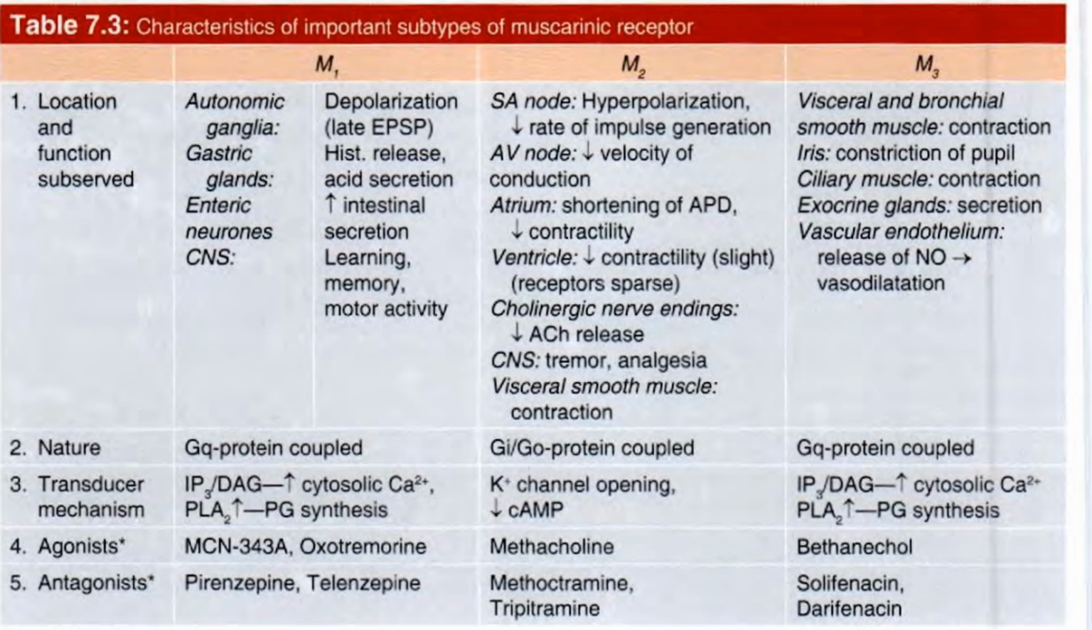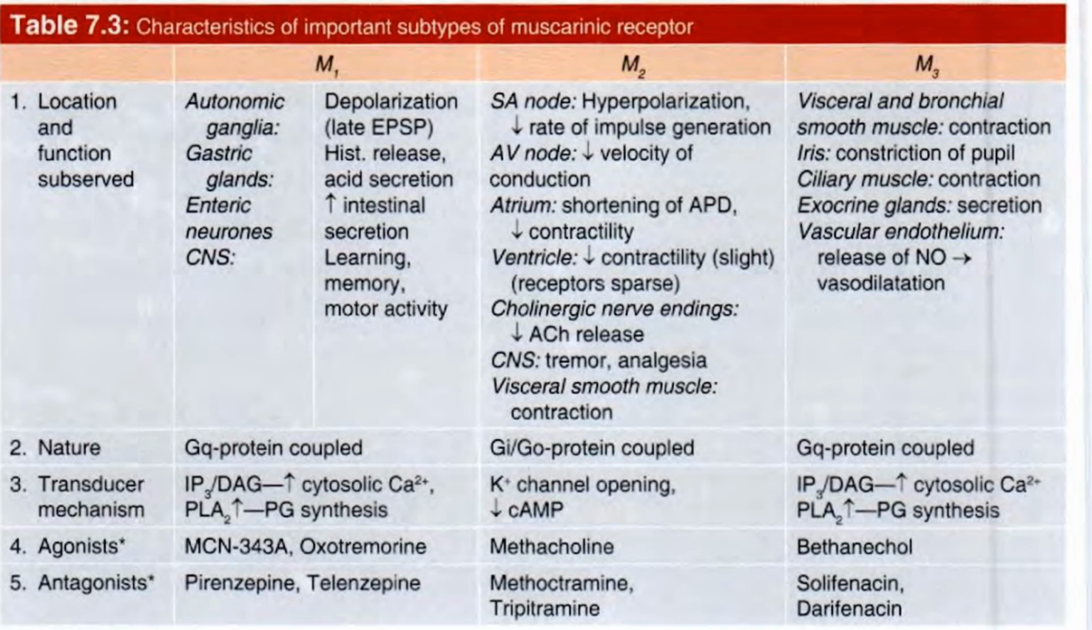motor activity. Now M2 receptors are mostly located on the heart, and they cause a decrease in the rate of impulse generation and contractility. M3 receptors are found in the visceral and bronchial smooth muscle. When M3 receptors are stimulated, they cause contraction of the visceral and bronchial smooth muscle and iris. It also causes constriction of the pupil, ciliary muscle contraction, exocrine gland secretion, and vascular endothelium causes vasodilation.